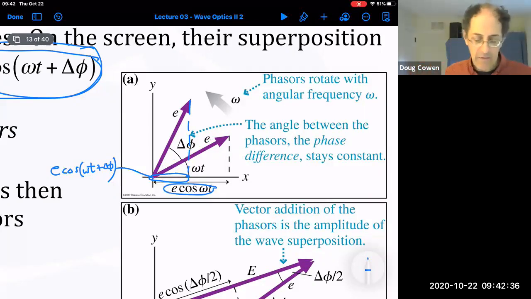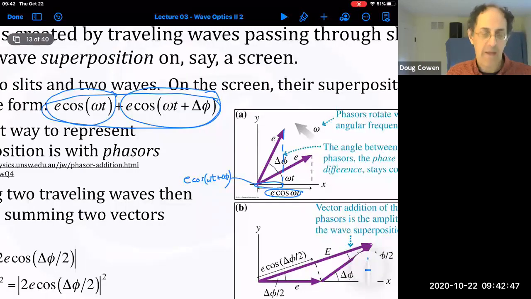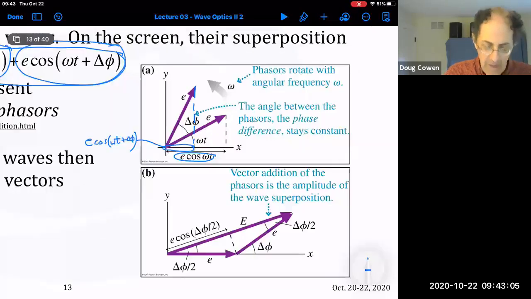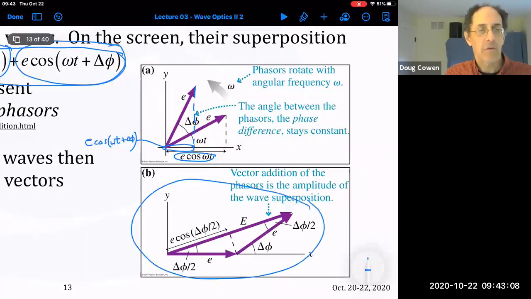So those two vectors, those two phasors, when you project them down onto the x-axis, give you E cosine omega t and E cosine omega t plus delta phi, respectively. And it turns out, if you want to add those two time-varying quantities together, all you need to do is add these two phasors as though they were two vectors, and that's what's shown down here. The resultant vector gives you the behavior of the sum of those two time-varying cosine functions.